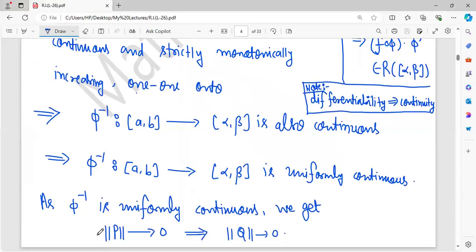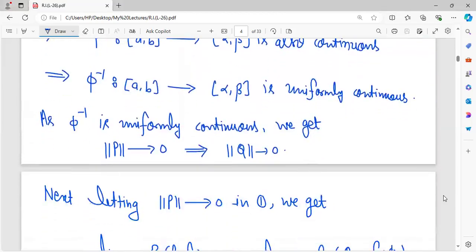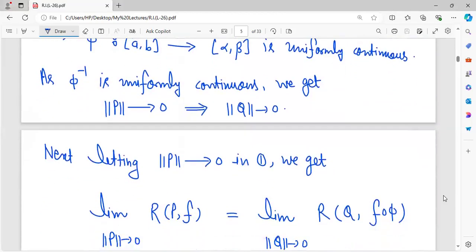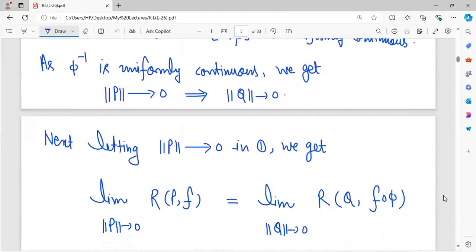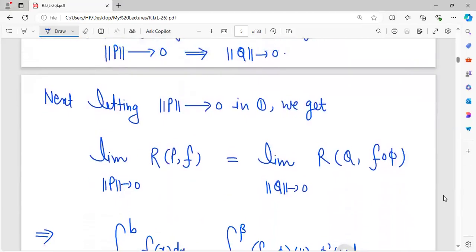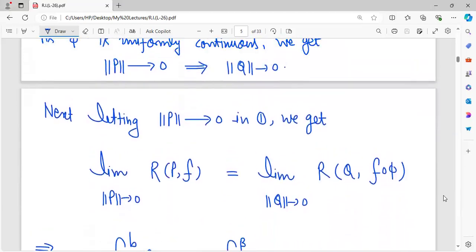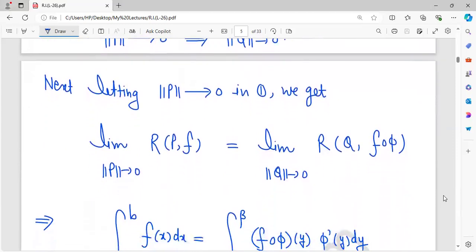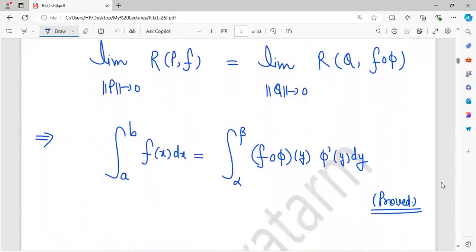So here, if the norm of the partition P tends to 0, because φ inverse is uniformly continuous, the norm of Q will also tend to 0. It follows from uniform continuity. So letting the norm of P tend to 0 in (1), we get, because once the norm of P tends to 0, the norm of Q will also tend to 0. So in place of P on the right hand side, we can write the norm of Q tending to 0. Now both the functions are Riemann integrable.